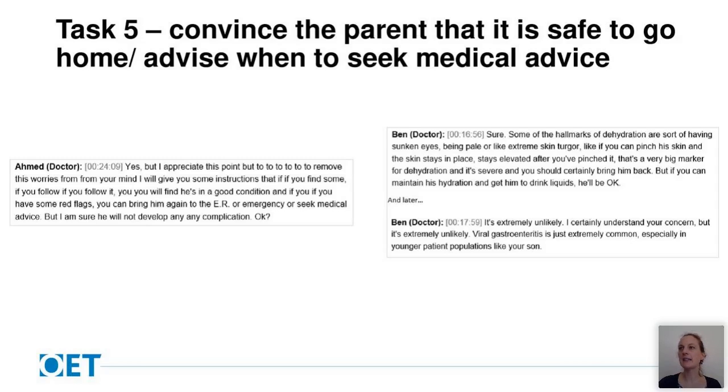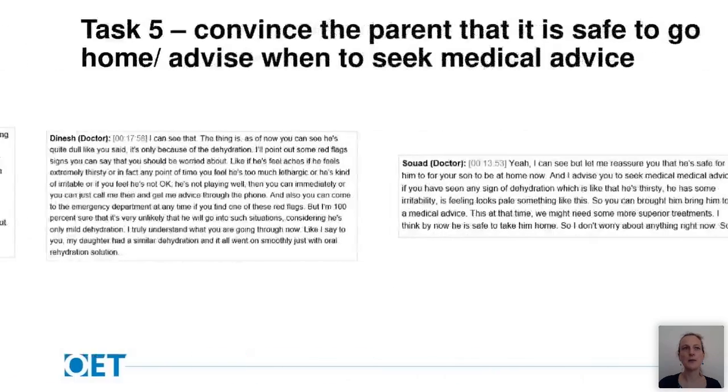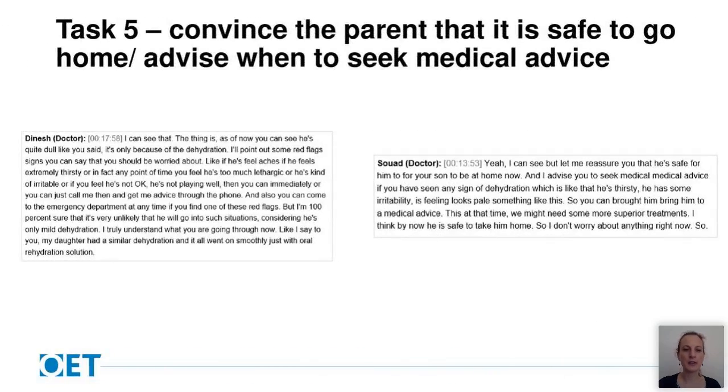Let's look at 2 more examples. So again, let me know, do you think the doctor on the left or the doctor on the right was more successful at convincing the parent and advising when to seek medical treatment?